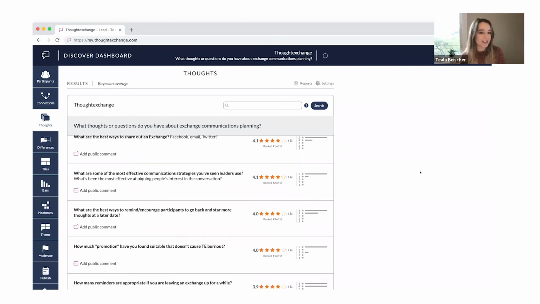Perfect. Next question. What are some of the most effective communication strategies you've seen leaders use? What's been the most effective at piquing people's interest in the conversation? I love this. I always find that the most effective communication strategies are those that share the results back. So remember, during the plan phase of the presentation, we looked at that word cloud, or we had that top thought conversation. If you share back what's already happening, people will feel really motivated and like they want to join the conversation.